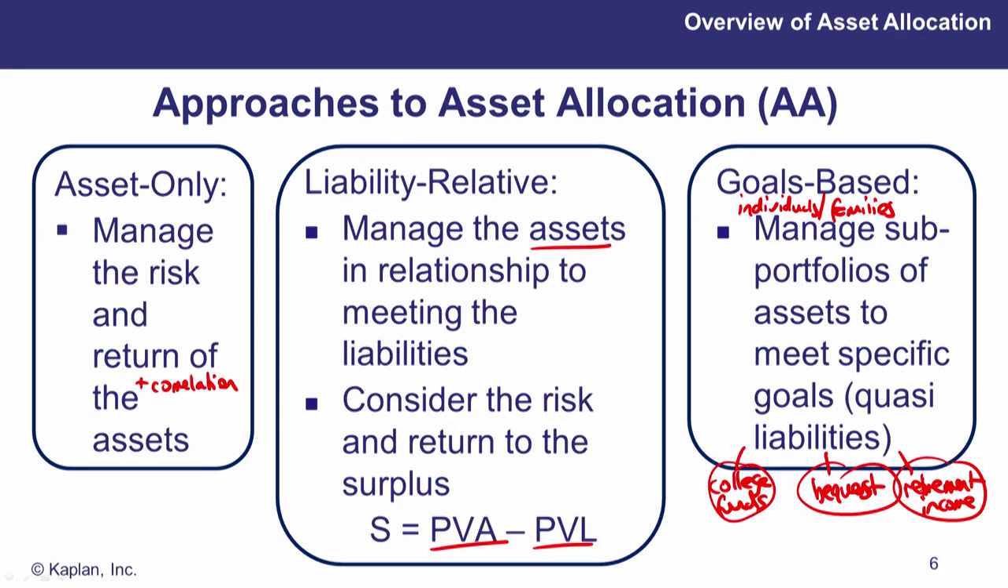And we can prioritise these goals. And what we're going to do is split up the asset portfolio now into subcategories. And each subcategory is going to be managed to make sure that each of these goals can be met in the future. Okay, a little bit more detail now then on each of these 3 overall approaches to asset allocation.